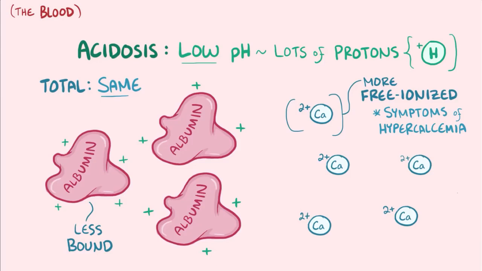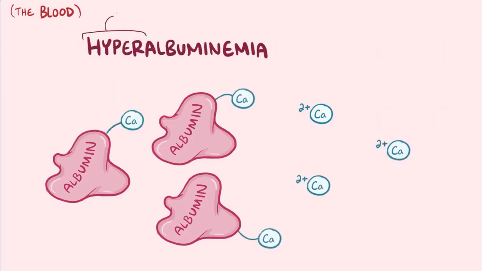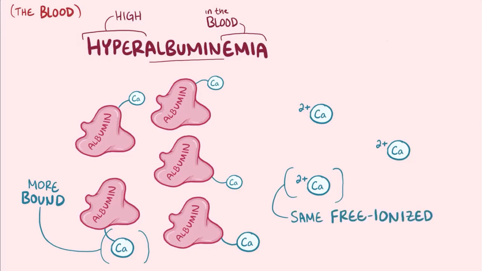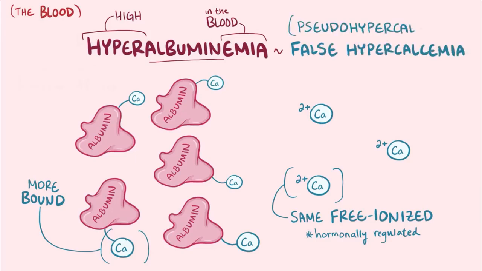Also, though, any condition that results in hyperalbuminemia, or high albumin levels, causes there to be a higher concentration of protein-bound calcium, while free ionized calcium concentrations stay essentially the same due to hormonal regulation. This is therefore called false hypercalcemia or pseudo-hypercalcemia, since the concentration of bound calcium increases, but the concentration of free ionized calcium stays the same. Even though this is rare, it can happen in people with dehydration, where albumin gets really concentrated.